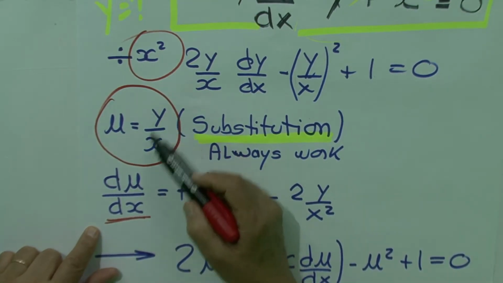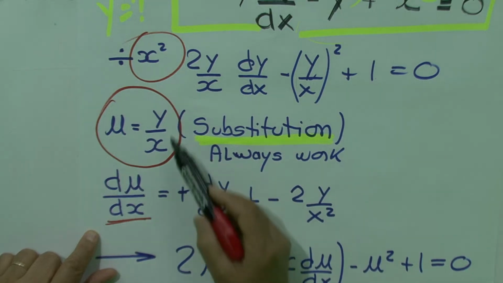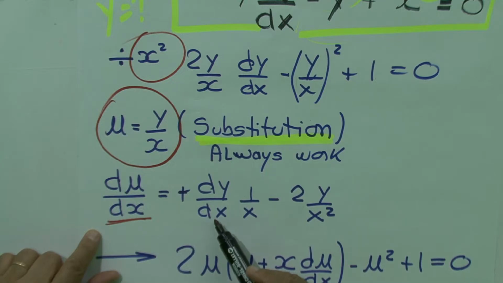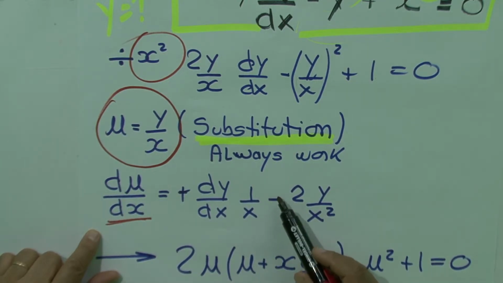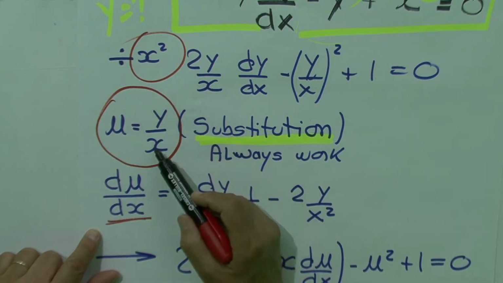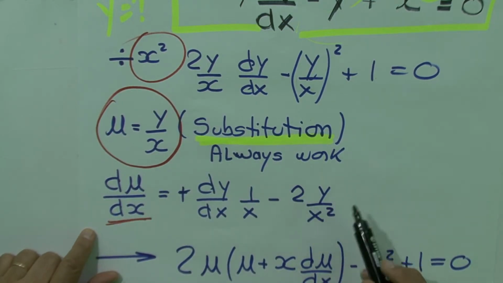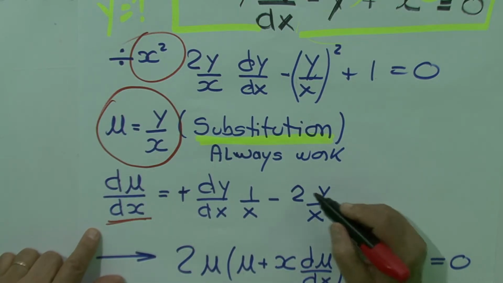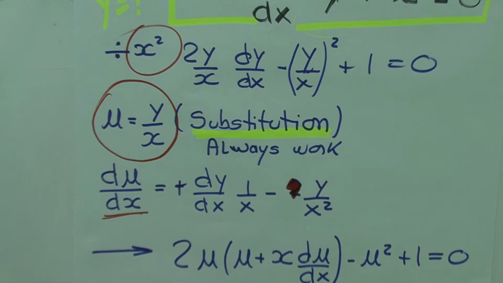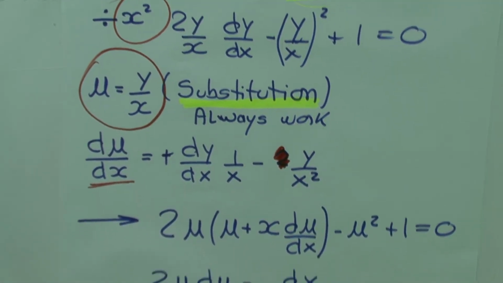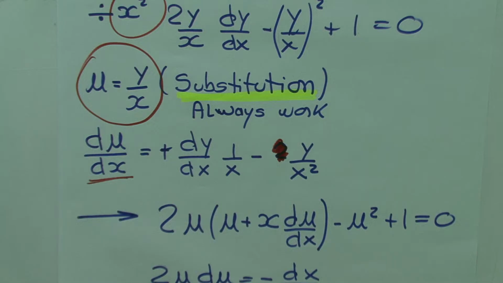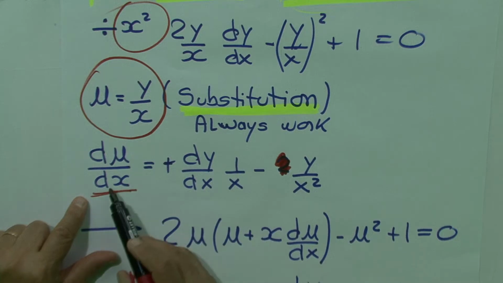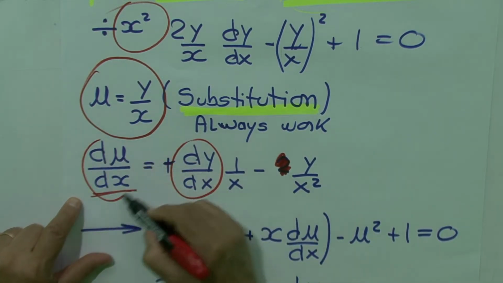So du dx, you all know how to apply the derivative for a ratio of two functions, is equal to the derivative of y with respect to x times 1 over x, plus y times the derivative of 1 over x, which is minus 1 over x squared. So there is no 2 here, sorry. That's the derivative of this expression, and that's going to give us a relation between dy dx and du dx.